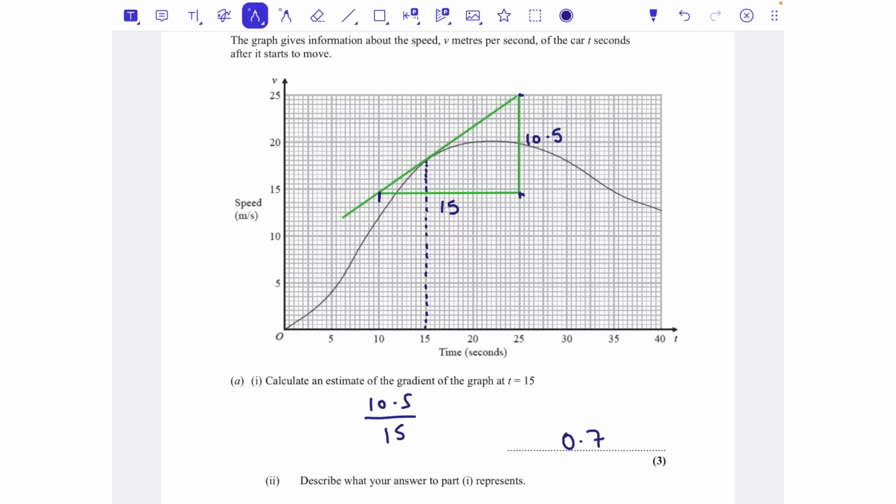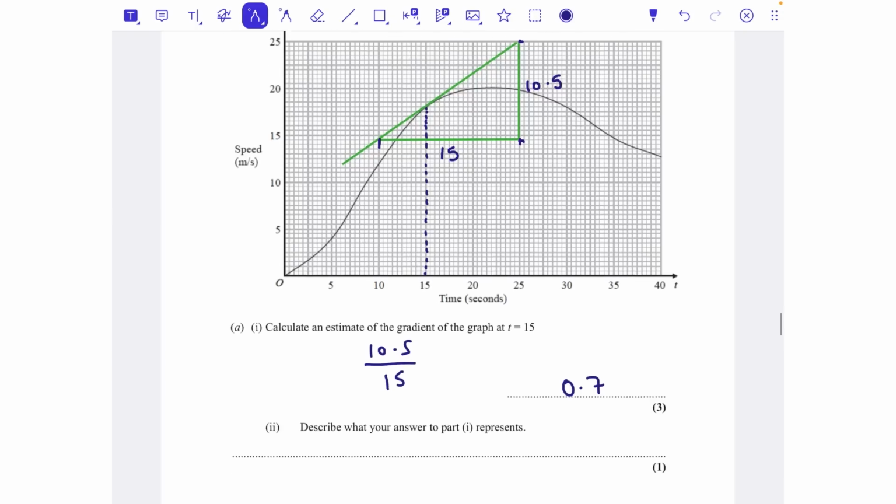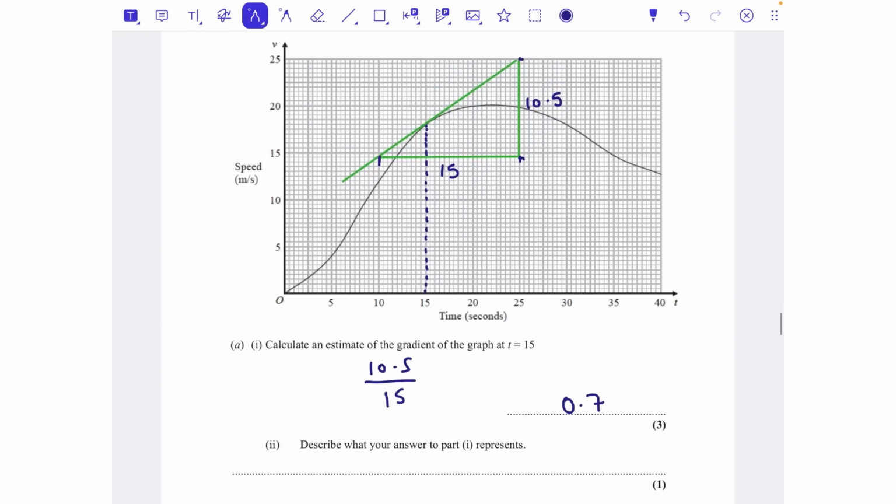Now you might have got a slightly different answer. There'd probably be a range of answers available to that. I'll look up the mark scheme and I'll let you know what the range was in the comments underneath. But there would be a range of answers, but that's how you do it. 0.7 is what I got. Describe what your answer represents. So the steepness of the speed, how much the speed is changing by, that is the acceleration.